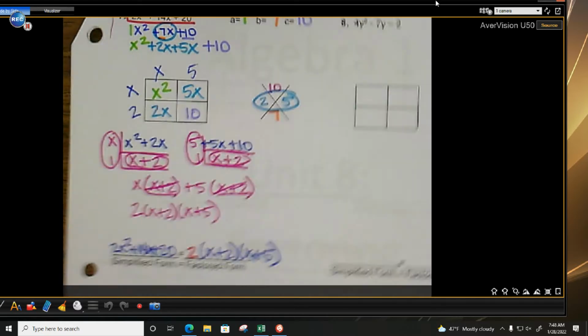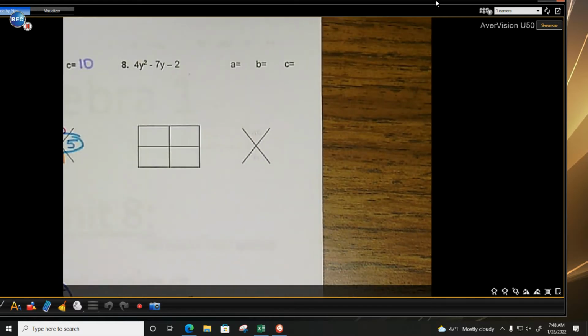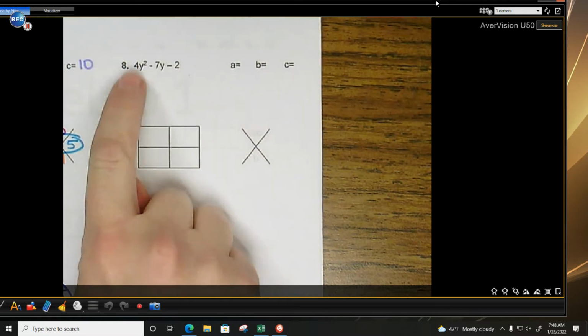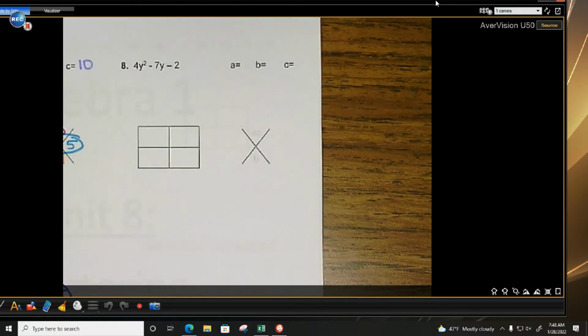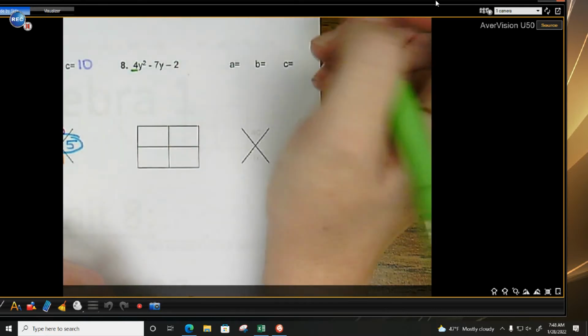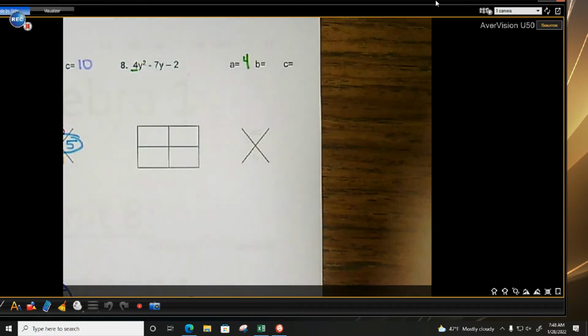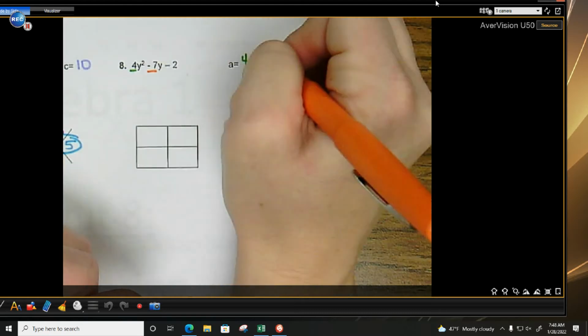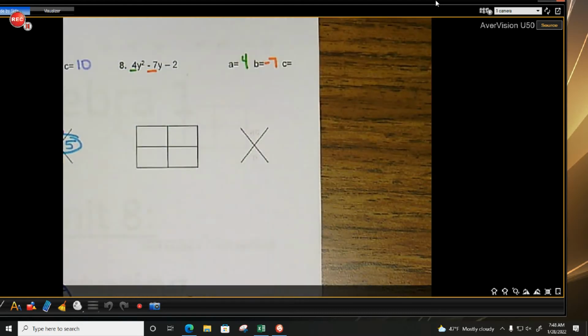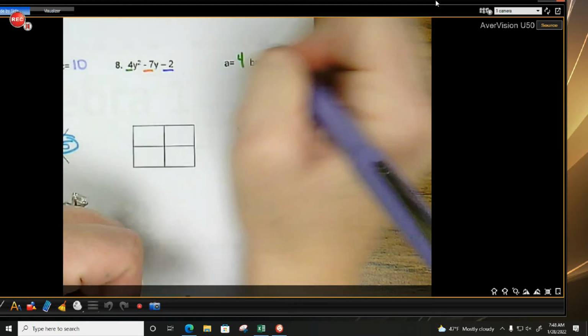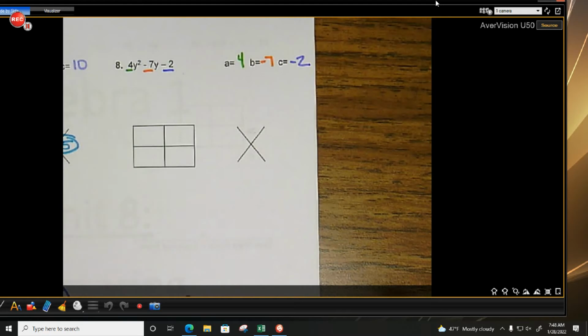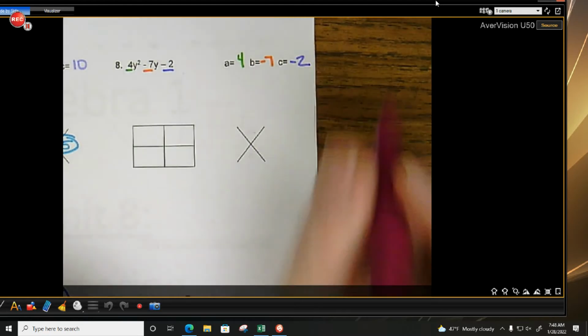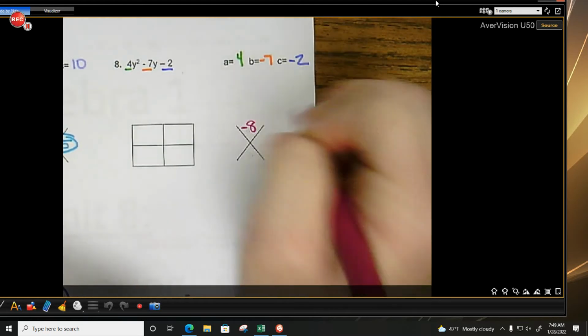Okay, let's look at number 8. Step 1 is always look for a GCF. Is there a GCF between 4, 7, and 2? No. So let's list out our A. What's A? What's B? Be careful with the signs. -7. And what's C? -2. A times C goes on top, which is what? B goes on bottom, which is what?